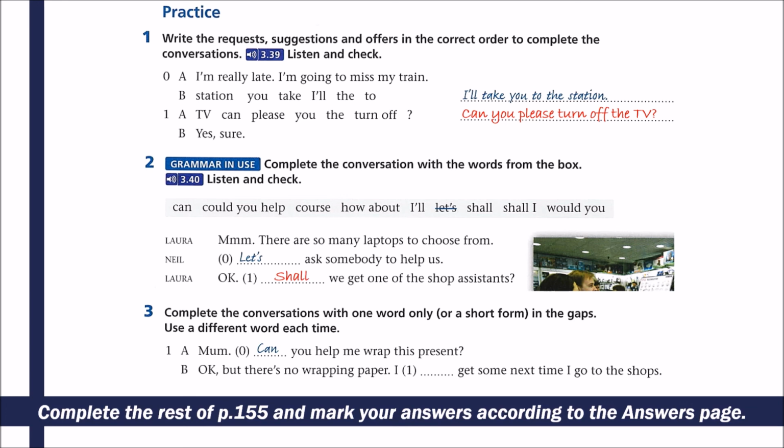For exercise 3, you have to come up with your own words from the unit and use a different word each time. Question 1 says there's no wrapping paper, so you plan for your next step to get some when you go to the shops. It's in the future, so I will get, or since this is in a conversation, we can use the short form I'll get.